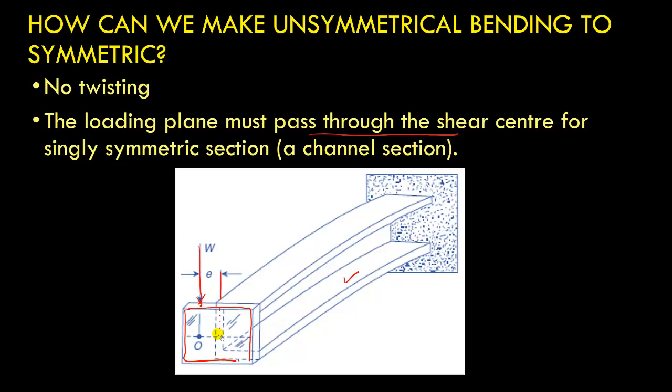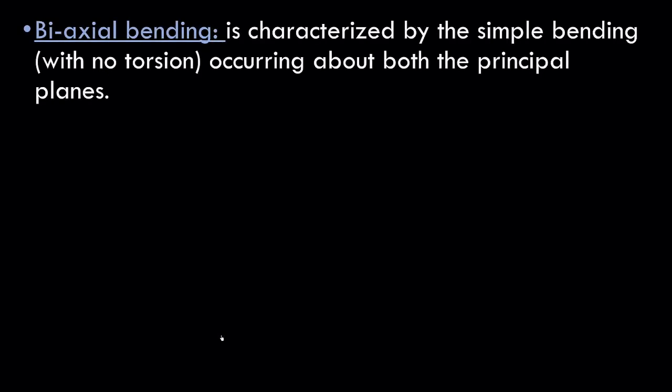Now we also have another kind of bending in beams that is called biaxial bending. So basically biaxial bending is characterized by simple bending with no torsion and occurs about both of the principal planes. So basically this is an extension of simple bending. The only thing is, in this case bending is happening along the two axes, but there is no twisting.